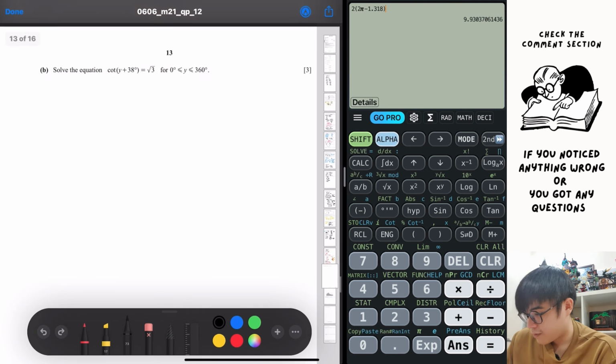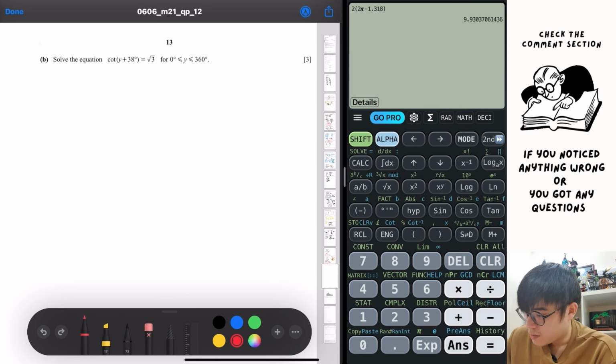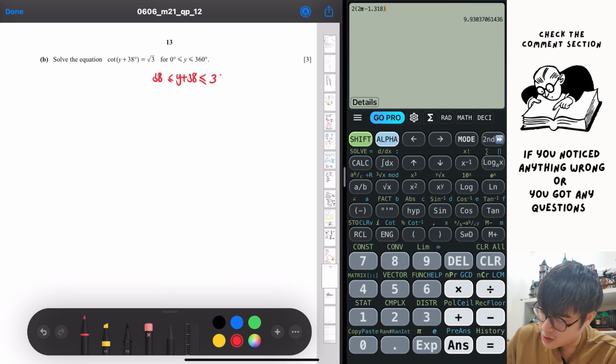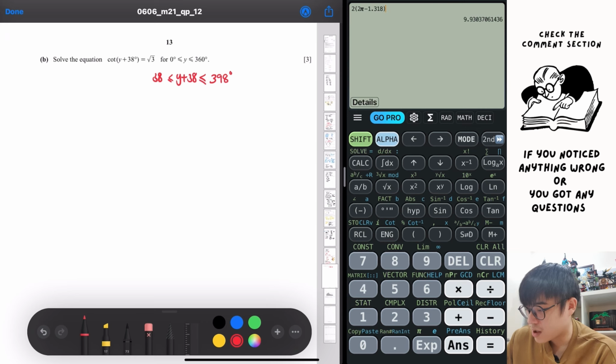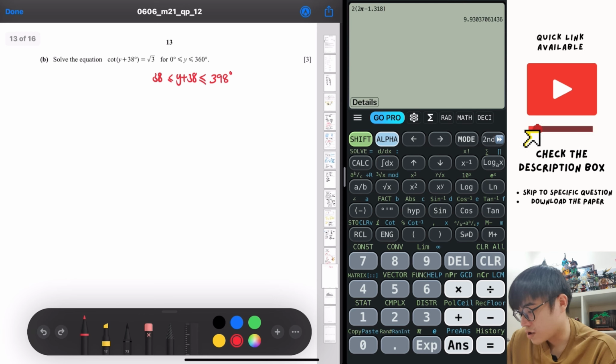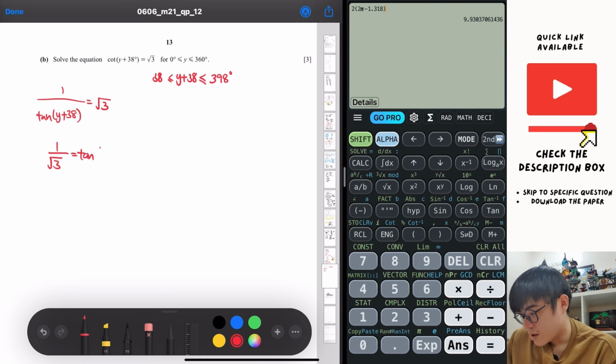Moving on, we have part B here. So the mention was cotangent of y plus 38. So the same thing, I'm going to update the range here first. So instead of starting from 0, it will now start from 38, and the other side will be 398. Okay, so cotangent cannot be solved unless you take it like a tangent here. Adjust it accordingly, and this is what you're having.